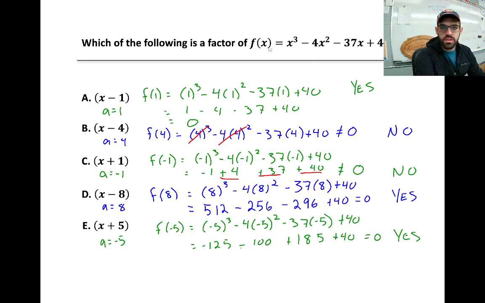If I take this function, f of x, and it equals this 4-term polynomial, if I want to see if x minus 1 is a factor, then the a value will be 1. I'm going to evaluate f of 1. So I'm just going to take 1, the a value, and plug it in for all the x's and calculate. Well, if I do that, it would be f of 1 equals 1 to the power of 3 minus 4 times 1 squared minus 37 times 1 plus 40. And if you do those calculations, that does equal 0.